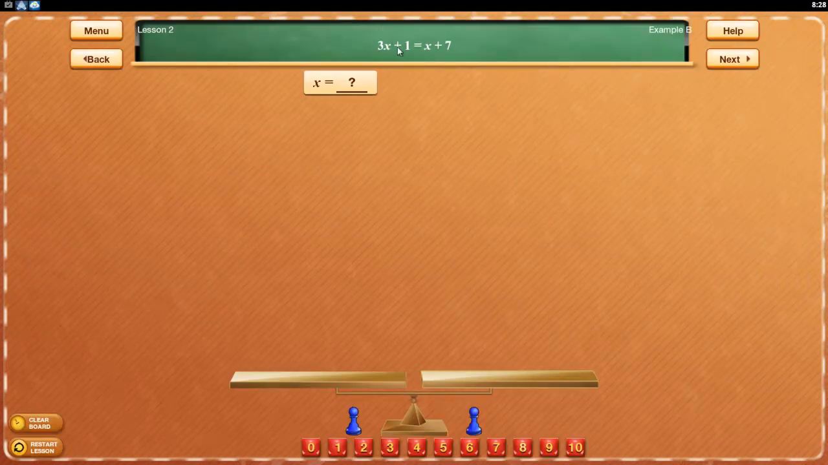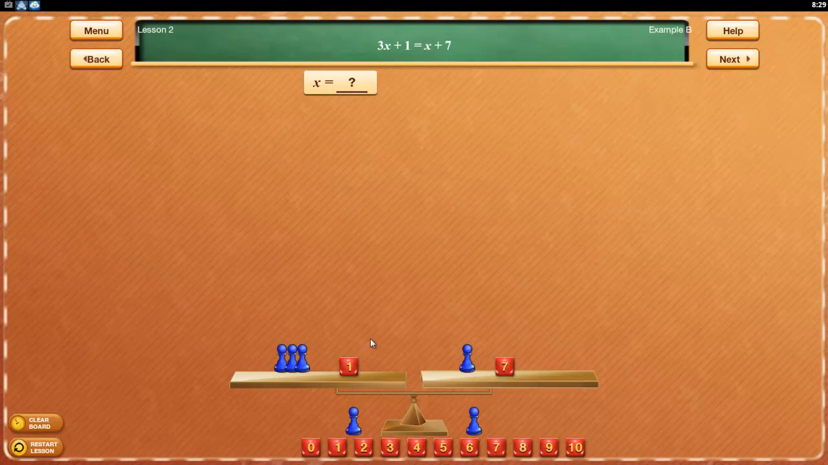So right now the equation is 3x plus 1 equals x plus 7. So what we have to do is put 3 pawns on the left, 1, 2, 3, this is the 3x, then add the value 1. And on the right side, what we have to do is add a single pawn and the value 7. So we're going to add a pawn and the value 7.